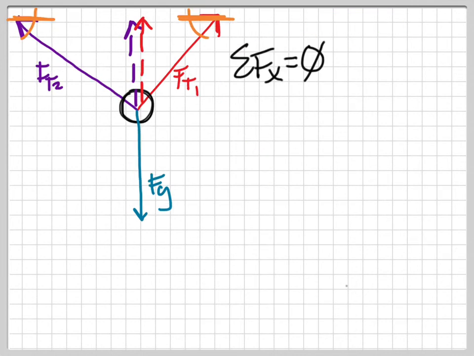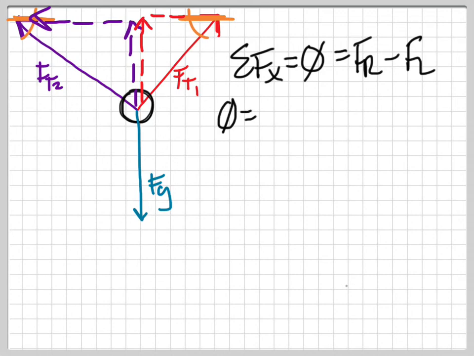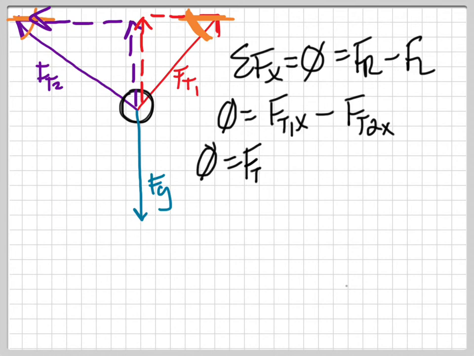Okay. So here, what do we know on the x-axis? It's not moving laterally. There is no movement on the x-axis, so it's 0. We also know that it is equal to all the forces right minus all the forces left. So we know that 0 equals, well, the force right is FT1 on the x. The force left is FT2 on the x. Using this angle, that would be cosine. So 0 equals FT1 cosine theta 1 minus FT2 cosine theta 2.